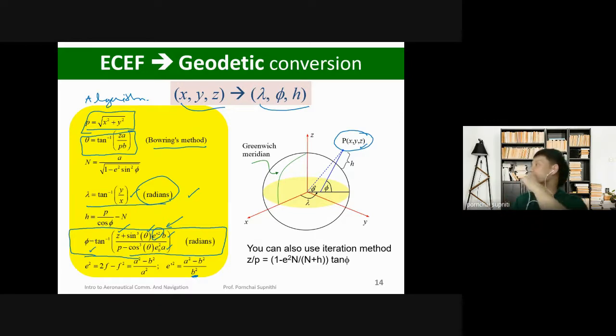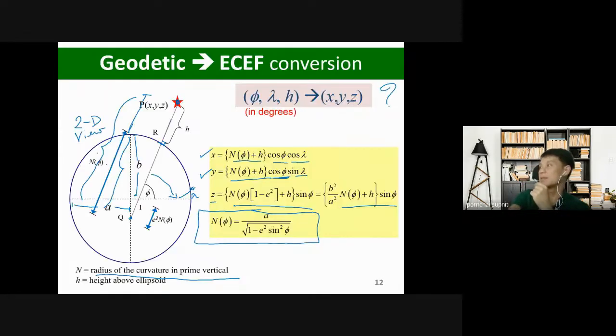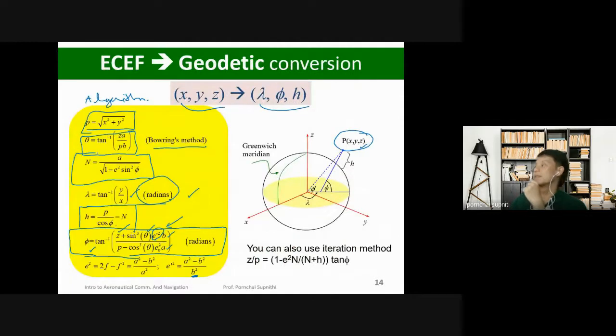And for height it is just p over cosine phi minus n. And this n is from the last page, I think. So these are some algorithms to convert back and forth between these two coordinates, okay? In the homework, I will ask you to compute all this.